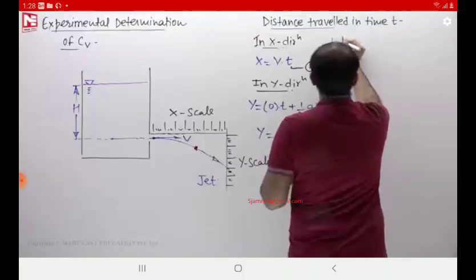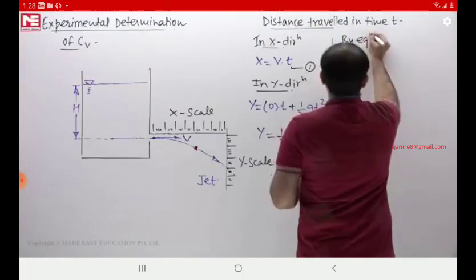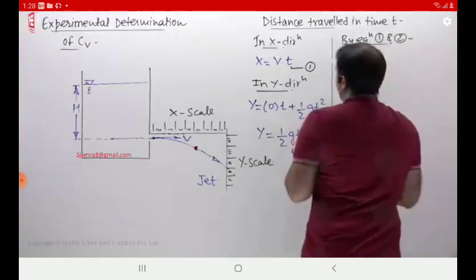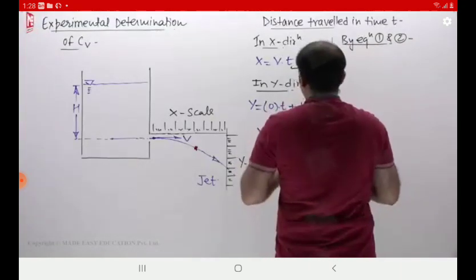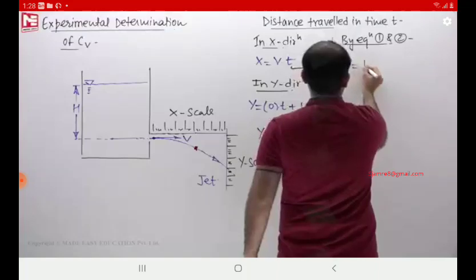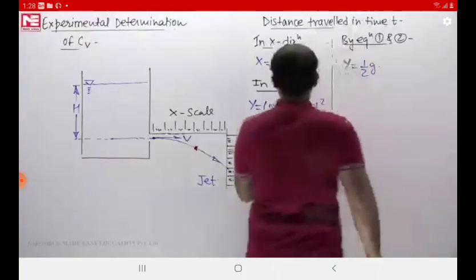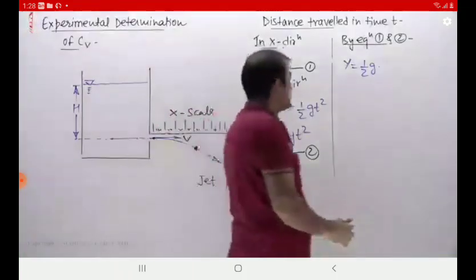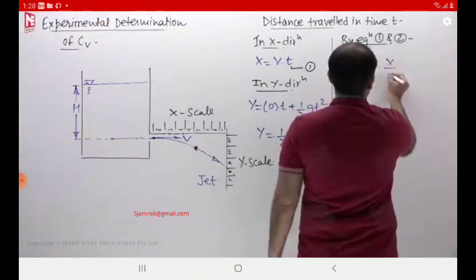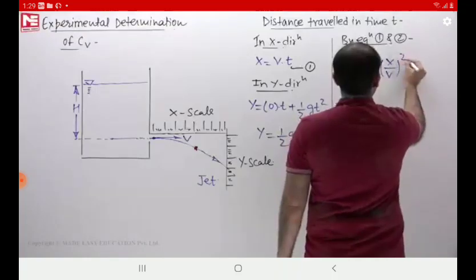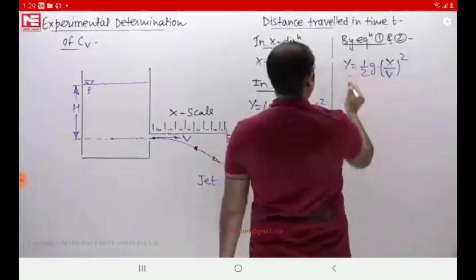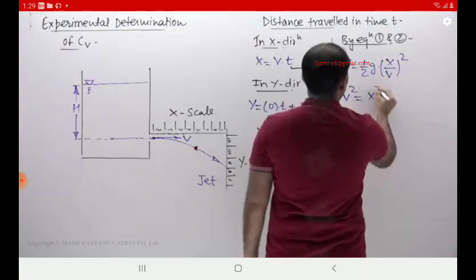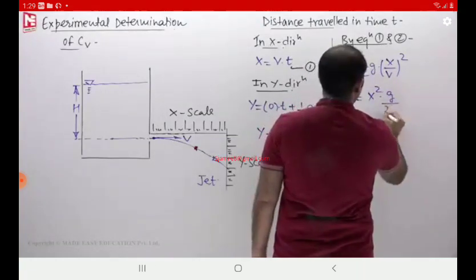So by equation numbers 1 and 2, y equals half g t squared. The value of t is x by v from equation number 1, so y equals half g into (x by v) squared. Now this becomes v squared equals x squared g upon 2y.